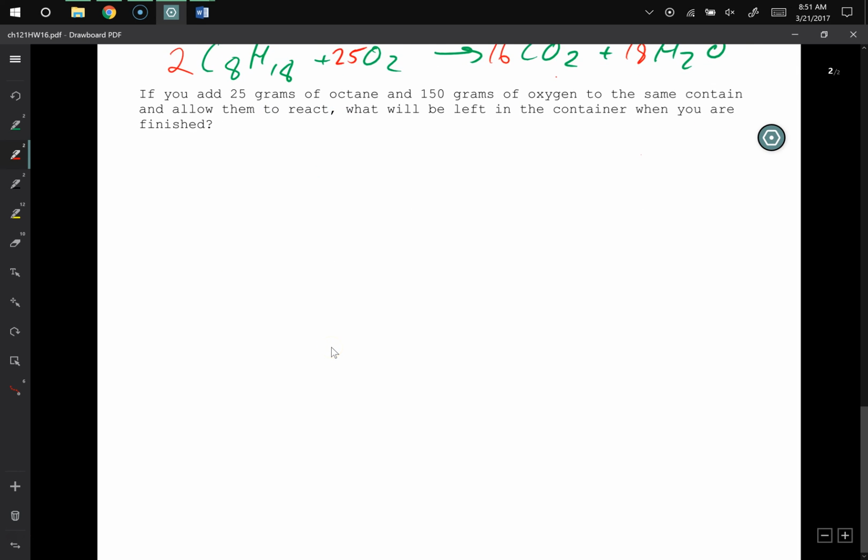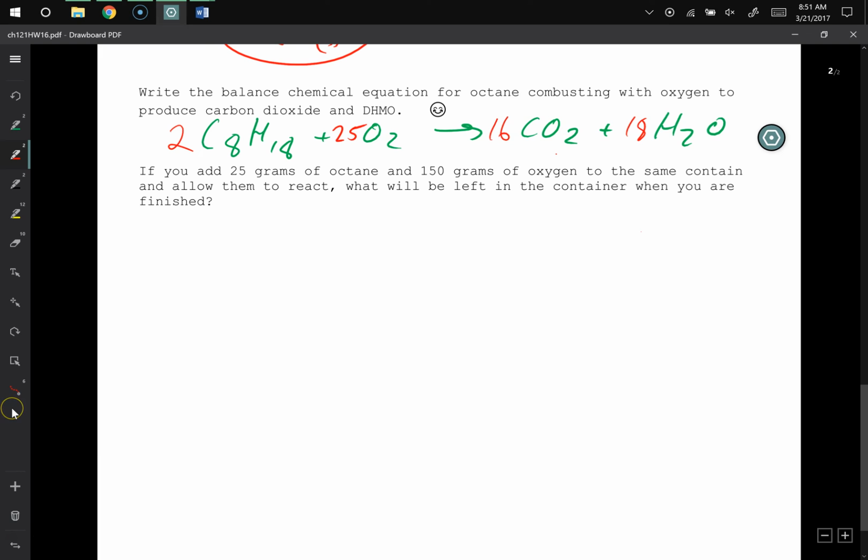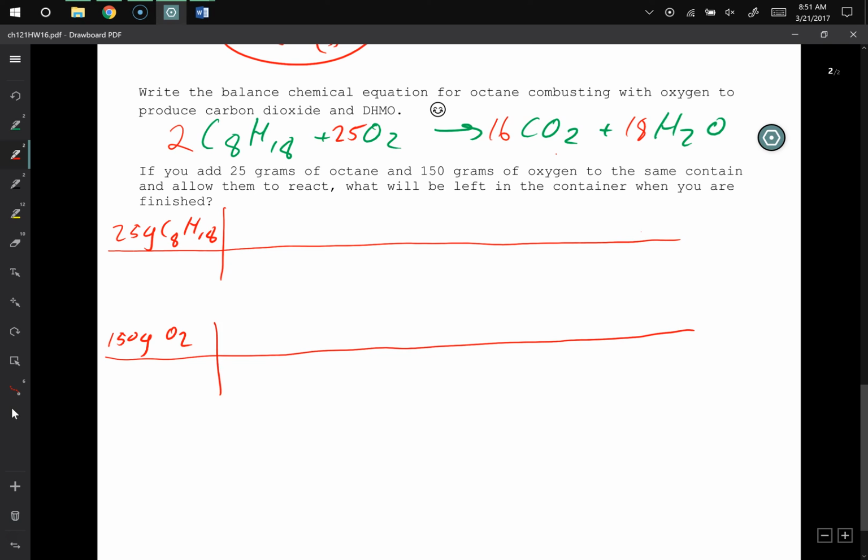So I've got 25 grams of the octane and 150 grams of oxygen, and I'm going to allow them to react, and I want you to tell me what's left in the container. Okay, so this is a limiting reagent problem, so what's the first thing we need to do with this? Two calculations, right? So I'm going to go 25 grams of C8H18, and I'm going to go 150 grams of O2. What are these 2 calculations going to do for me? They're going to tell me which one's going to run out first.